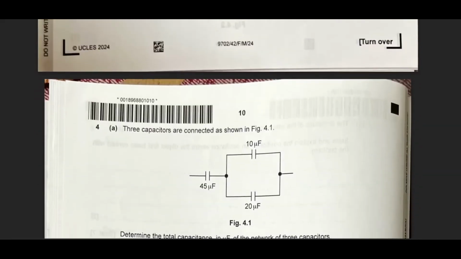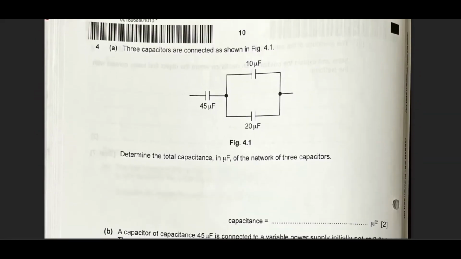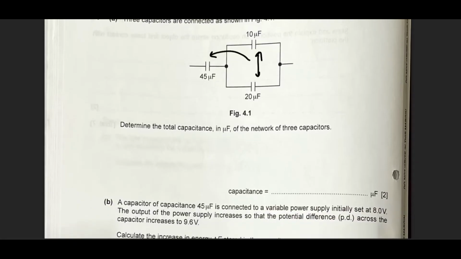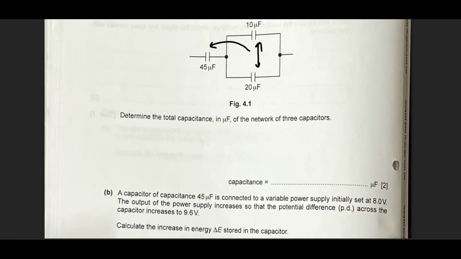Okay. Question number 4. From capacitors, he says determine the total capacitance. These are in parallel, so they will be added together. This is in series, so it will be solved like a parallel circuit. So this will be 1 over C equals 1 over 45 plus 1 over 10 plus 20, which is 30. So after performing algebra, I can see that the capacitance comes out as 18 microfarad.